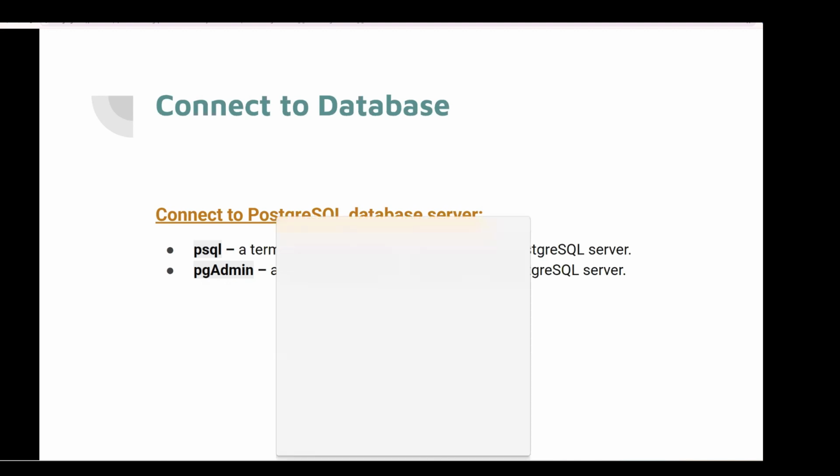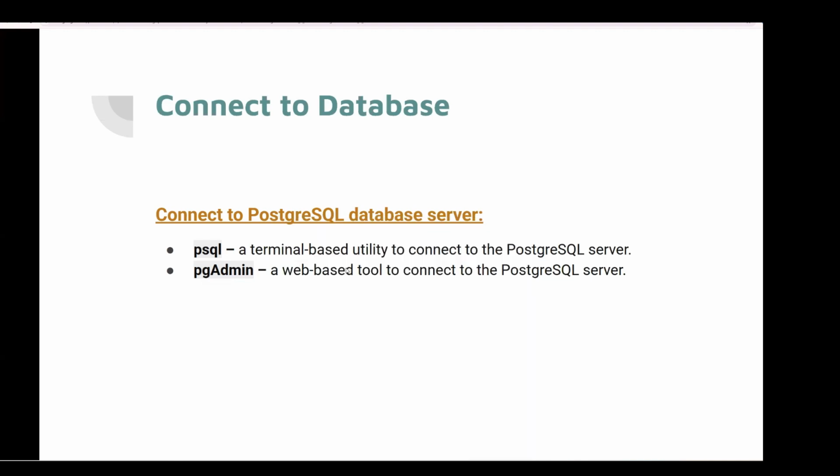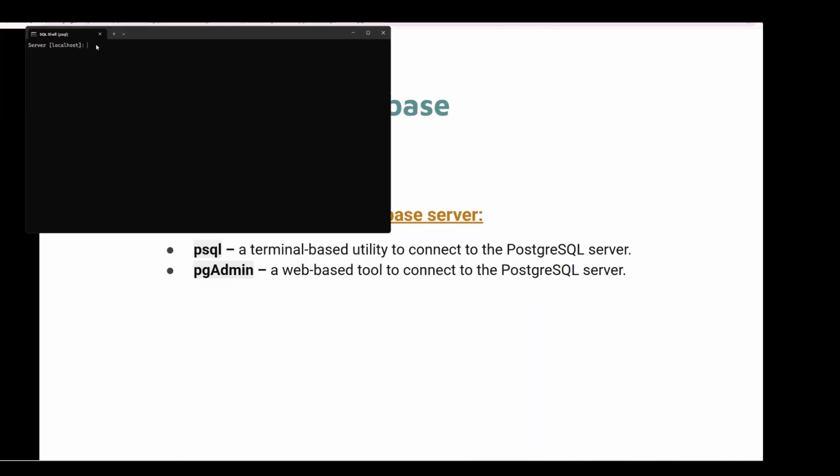So let's see how we connect to the psql shell. Here you can see my screen, right? The SQL shell. You have server, localhost. My server is running on my local machine, so by default it's saying localhost. I'm not connected to any other server, so I'll leave it default and just press enter. And the database by default is Postgres. It's a system defined database.